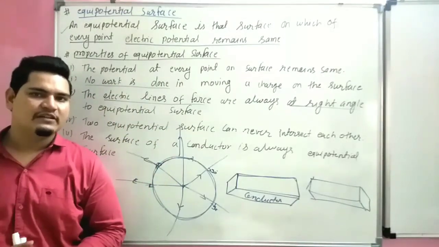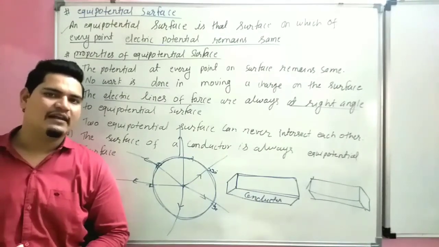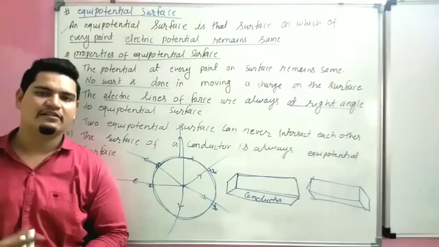So here the chapter electric potential is completed. Now we will start the electric capacitance chapter, chapter 3 unit 1, in the next video.